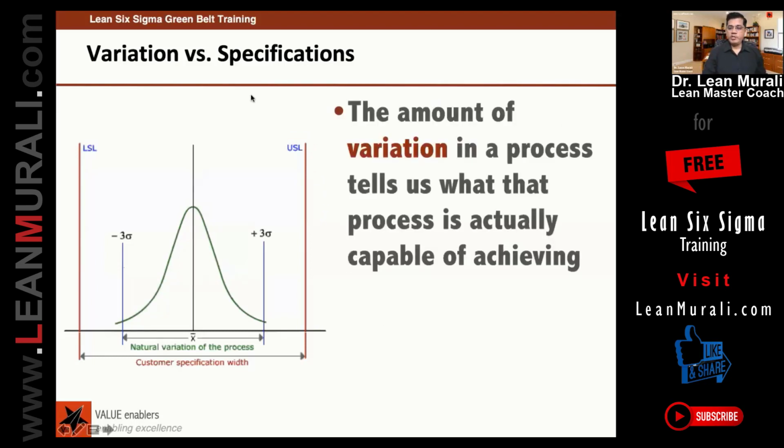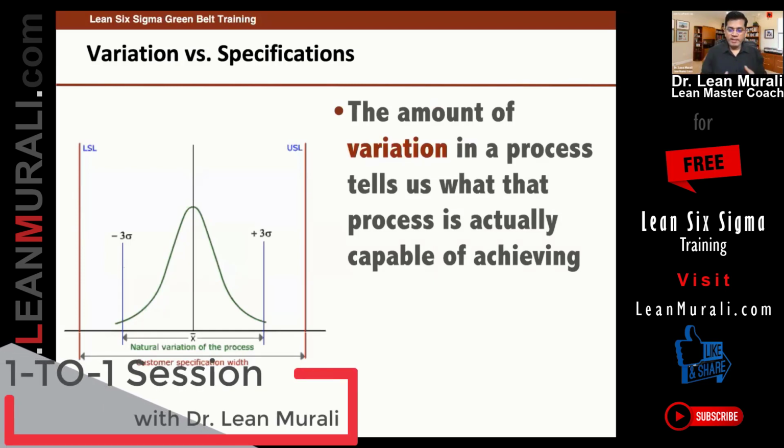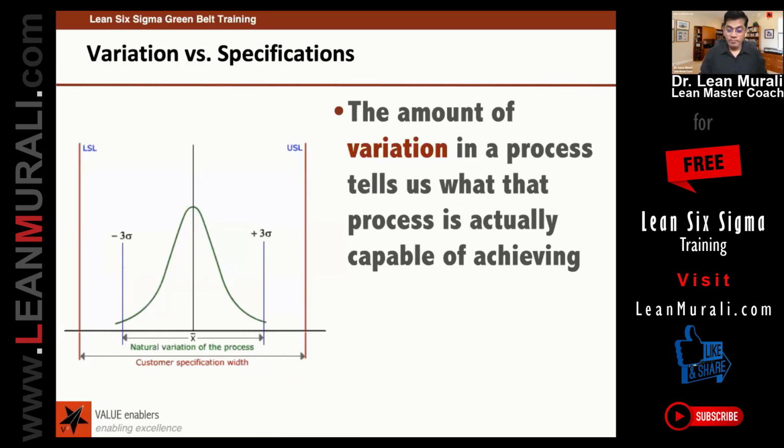So the amount of variation in a process tells us what that process actually is capable of achieving. Now that we have seen the data, we have seen the pattern of data, we have seen the interpretation, we will see whether the process is capable or not capable, or what is the current capability of this process. But this is always with respect to some tolerance limit or the specification limit, whether it is, first of all, we will check whether it is under control or not controlled.